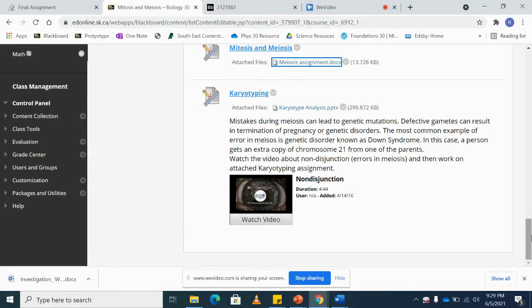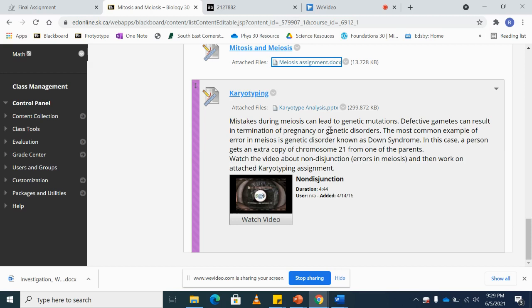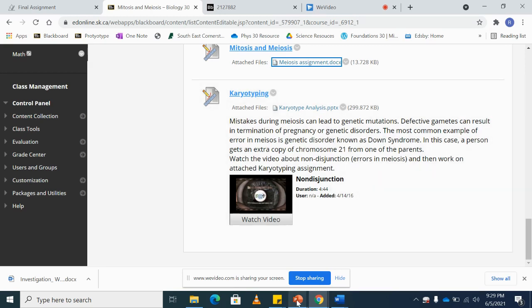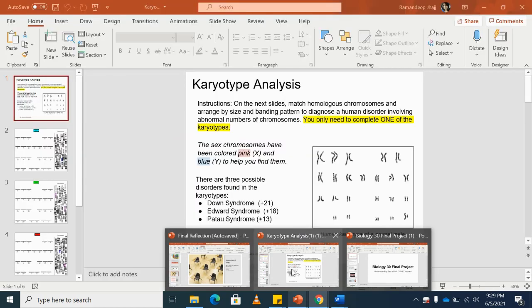So after that, I will give them a lesson on karyotyping. They will watch a video about karyotyping, and they will work on a hand-in assignment after that. In the video, they will be watching about different kinds of genetic diseases that are related to chromosomal non-disjunction, and they will go over some of the examples as well. So they will work on a little hands-on activity. I will show you what activity they will be working on.